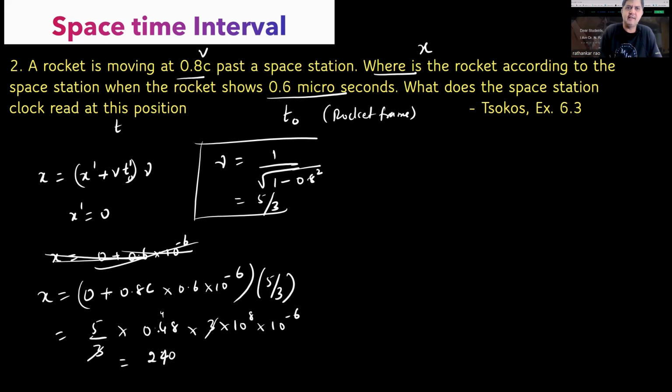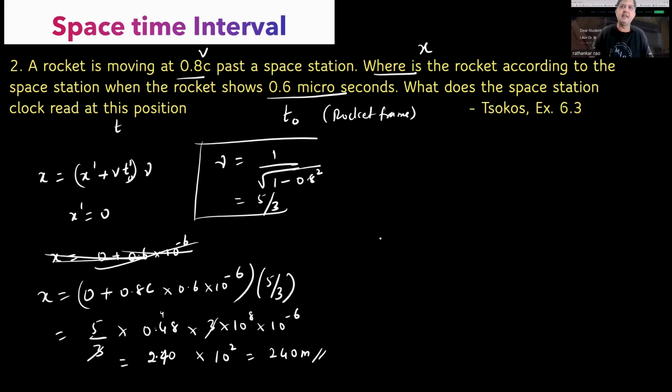24, and since it's a single digit over here, I'll put 2.4 multiplied by this 10 power 8, 10 power minus 6, which should be 10 square. So this should be 240 meters. Which means that according to the space station, according to the rocket, the position of the rocket was seen to be at 0. But according to the space station, the position of the rocket is seen to be starting at 240 meters.